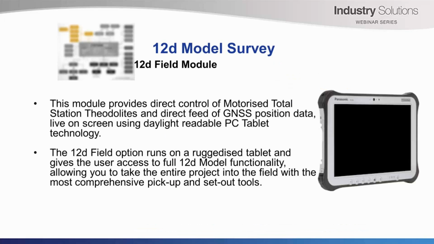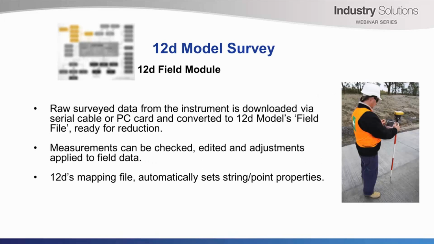The 12D field module is next. This module provides direct control of motorised total station theodolites and direct feed of GNSS position data live on the screen using daylight readable PC tablet technology. The 12D field option runs on a ruggedized tablet and gives the user access to the full 12D model functionality, allowing you to take the entire project out into the field with the most comprehensive pickup and set out tools.